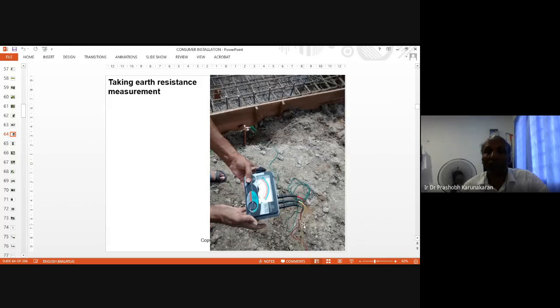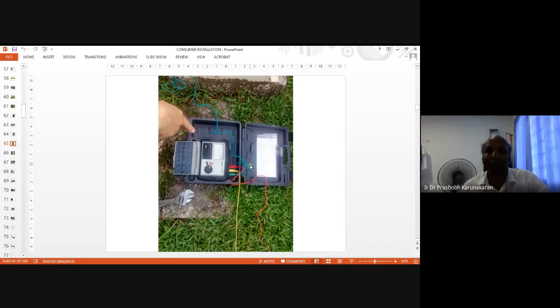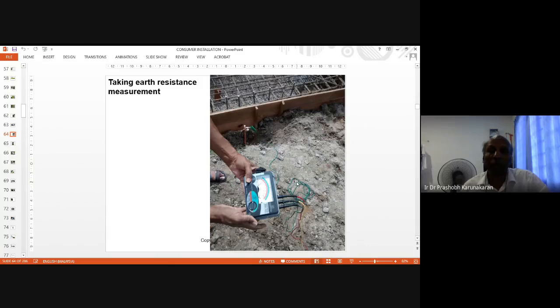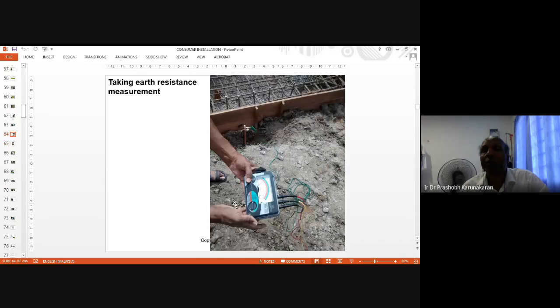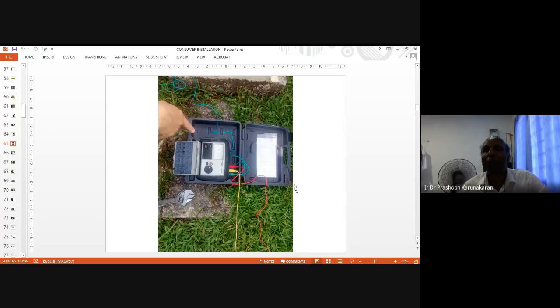So here it is. That's the earth resistance meter. A lot of people in Sarawak call this meter Mega. Actually, Mega is this one. It's a brand of earth resistance meter from England. This is Sesco's. Sesco bought this one for 12,000 ringgit. The one that I bought is about 1,000 ringgit. So this is my own one, just 1,000 ringgit. This one is Sesco's, 12,000 ringgit. Okay.